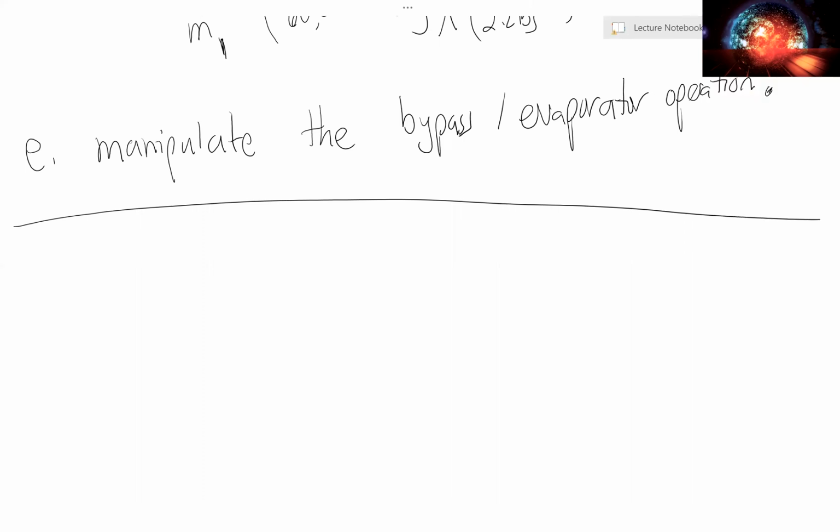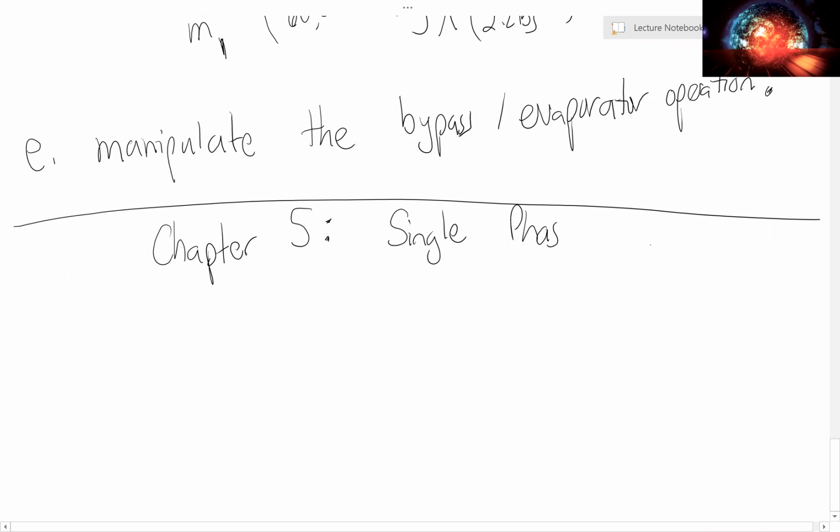All right, so let's start looking at getting into chapter 5, looking at single phase systems. Where in this, the primary focus is understanding the implications of the ideal gas equation and non-ideal equations of state. So a couple of things before we start talking about the ideal gas equation are the concepts of fluid compressibility.